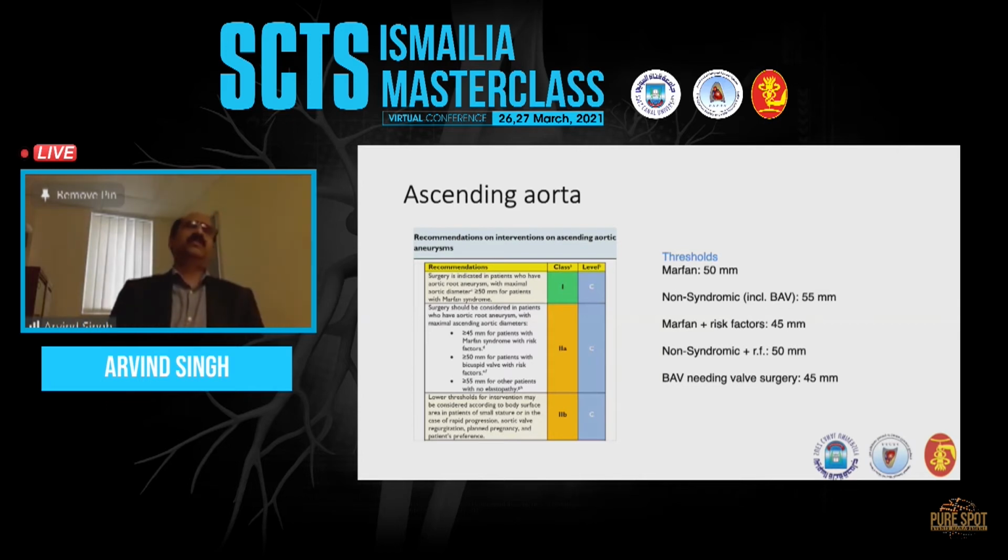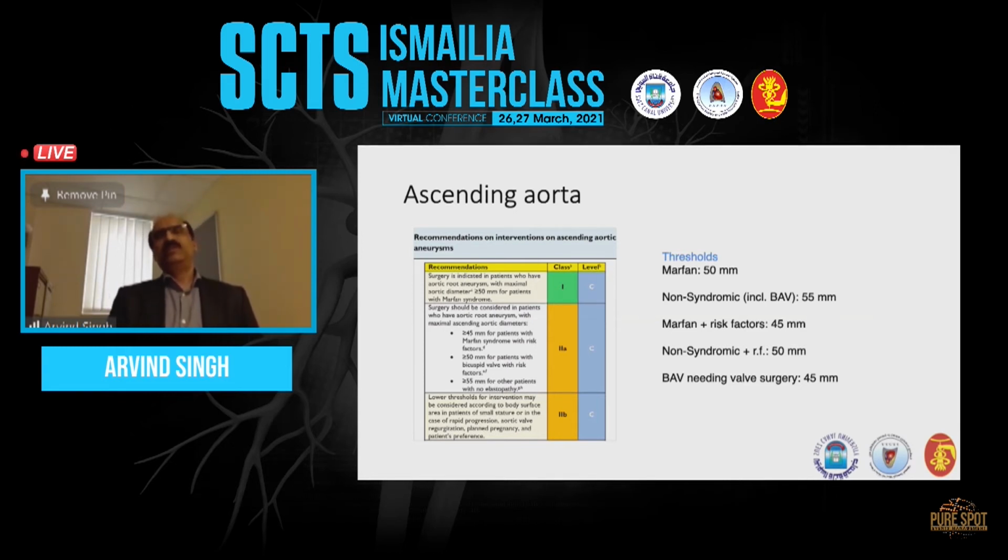There have been several meetings and several MDTs where I found that there has been significant confusion around bicuspid aortic valve and what's going to be the threshold size to do something about it. It's quite clear that when you are operating on a bicuspid aortic valve for aortic stenosis or regurgitation, anything more than 45 millimeters is going to be your threshold.